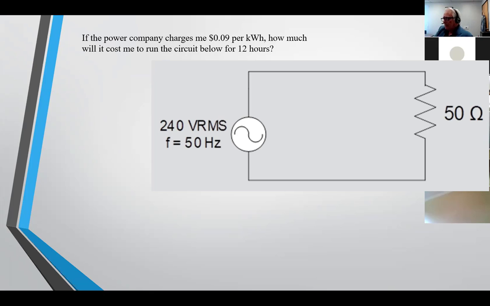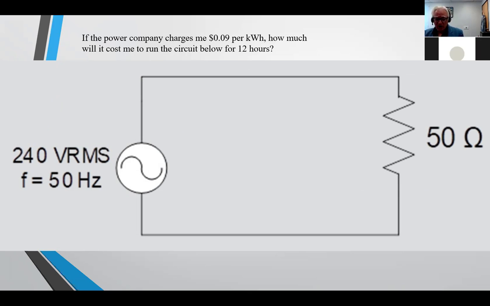Okay, so in this case, the power company charges me 9 cents per kilowatt hour. How much is it going to cost me to run this thing for 12 hours? This is another practical application. And we're using these schematics, but very easily a customer or a client or a boss could come to you and say, look, I've got this heater we need to put out here to heat this plastic up, and we're going to have to run that for 12 hours. How much is that going to cost us to do that?